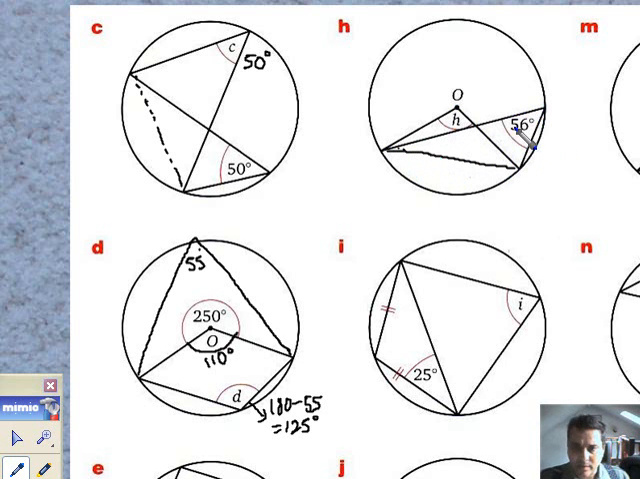Now, that means H has got to be twice the size of 56, because the angle at the centre is twice as big as the angle made at the circumference. So H is going to be 2 lots of 56, and that comes to 112 degrees. Easy peasy. I'm going to pause now because the video could be getting a little bit long.